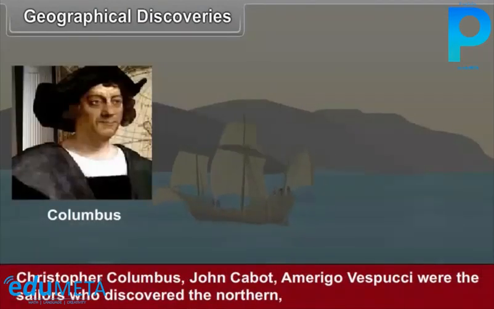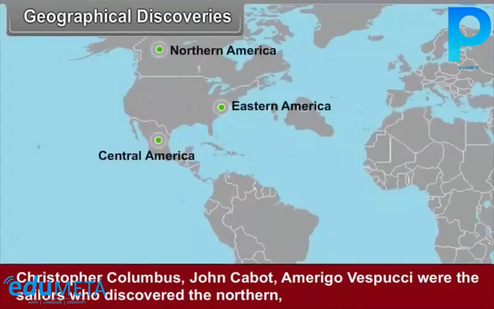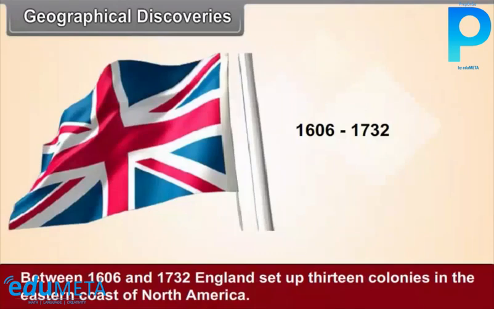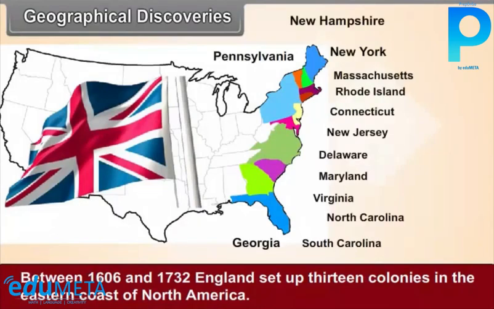Christopher Columbus, John Cabot, and Amerigo Vespucci were the sailors who discovered the northern, eastern, and central parts of the American continent, respectively, in the 15th century. Between 1606 and 1732, England set up 13 colonies on the eastern coast of North America. Vasco da Gama found out the sea route to India.